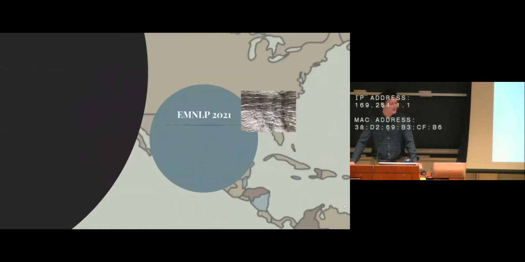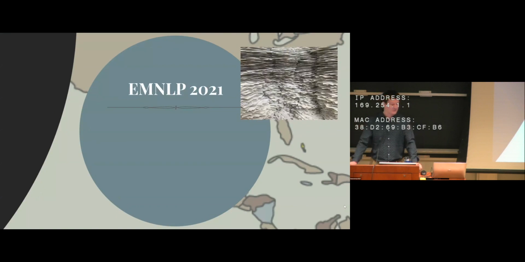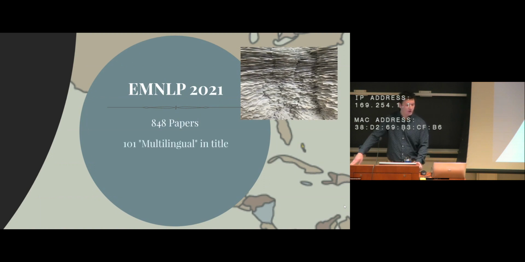This is not a scientific assessment, but in NLP 2021, there were 848 papers. 101 had the term multilingual in the title. 97 of those spelled it this way, 4 spelled it some other way. Another 61 had cross-lingual in the title. So if you look at this, there's a small percentage of our papers that are multilingual or cross-lingual. Like I said, this isn't really scientific by any means.